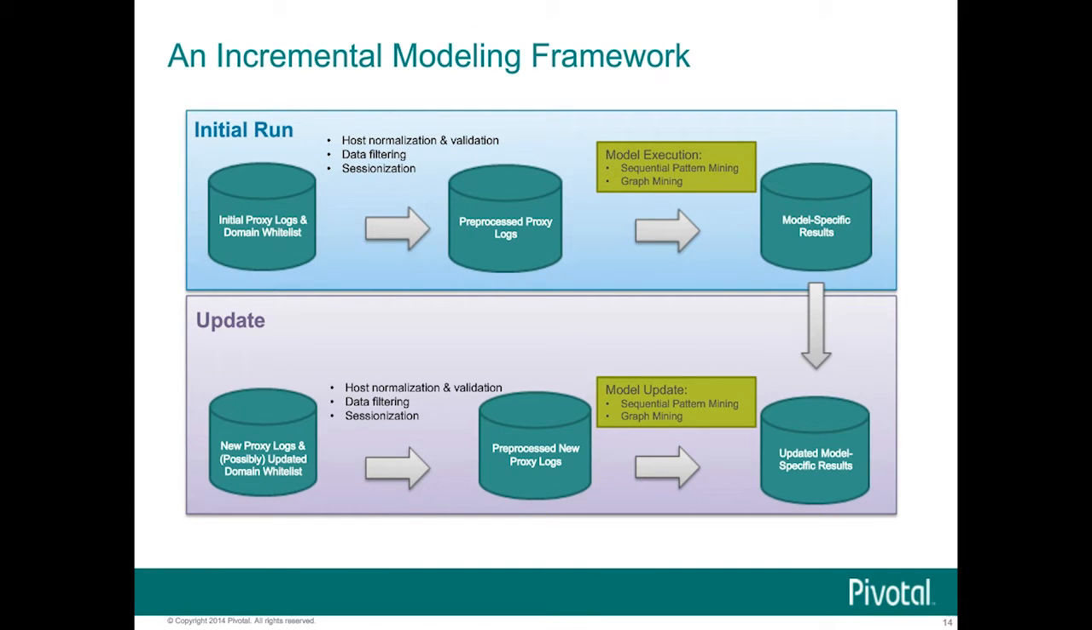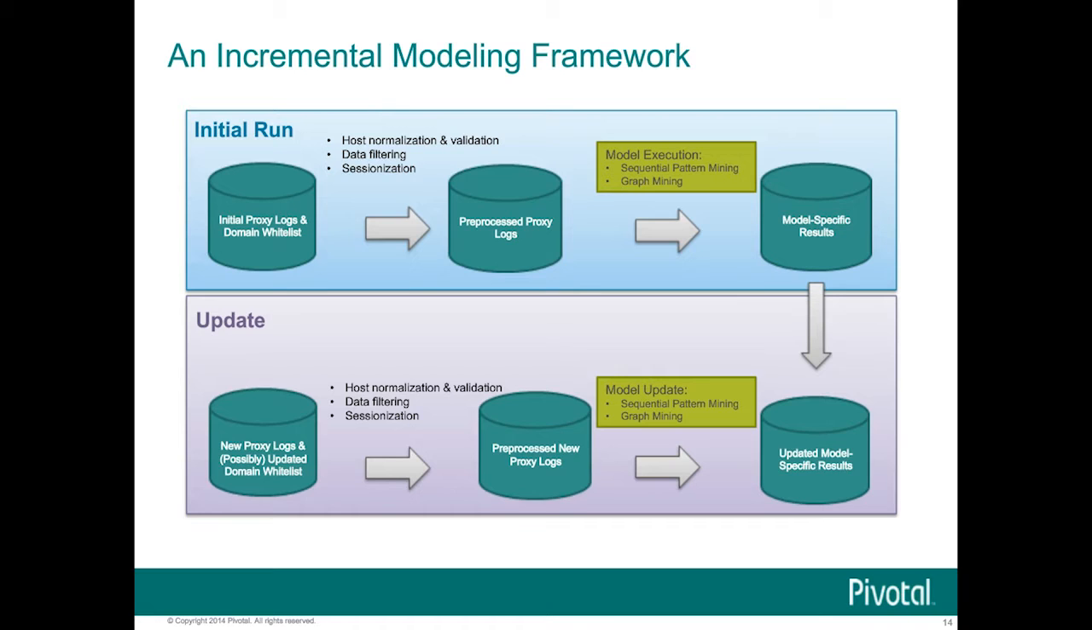In this slide, we show you how the model works for an initial run and whenever there's an update, that is, whenever you have new data. On the top, you can see the initial run. As I mentioned previously, first you have the initial proxy logs and the domain whitelist. Once you have that, we do the pre-processing, which is hostname normalization, data filtering, and sessionization. Once that is done, you get a set of pre-processed proxy logs. On the pre-processed proxy logs, we can develop our models, either the sequential pattern mining or the graph-based algorithms, and we get model-specific results.